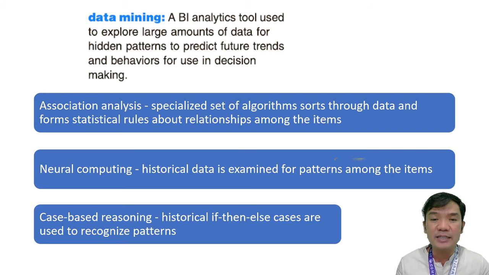Number one is association analysis. Next is neural computing, and third is case-based reasoning. In association analysis, these are a specialized set of algorithms that sort through data and form statistical rules about relationships among the items. So association rules is a way to analyze the data such that associations between items, or between cells in your Excel spreadsheet, for example, can be defined.